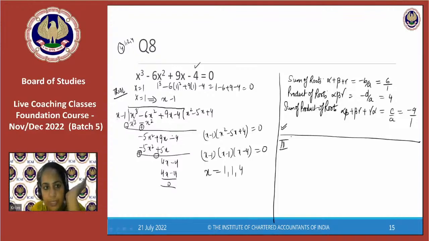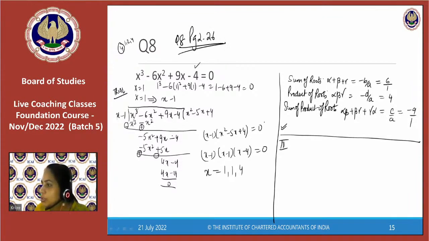Third method, I'll tell you the third method. Just give me a second. This equation of x cube minus 6x square has been taken from your exercise only. So I'll quickly tell you which question this is. Okay, so this is question number 8 of exercise I, page 2.26.